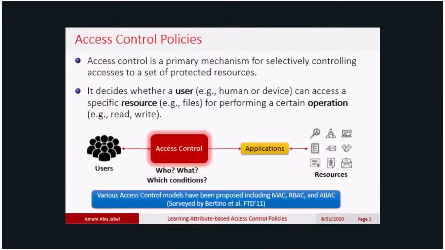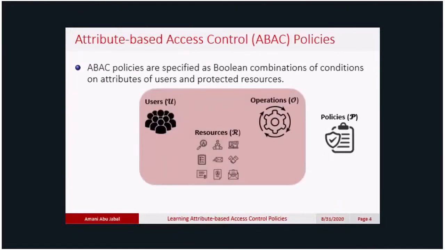Various access control models have been proposed, including MAC, RBAC, and ABAC. RBAC has been very important, but for several years now, there is a more recent evolution which generalized the whole set of rules into attribute-based access control policies. They are basically rules which are expressed as Boolean combinations of conditions against the attributes. Attributes are properties which are relevant in a certain domain for security, including user and resource attributes.